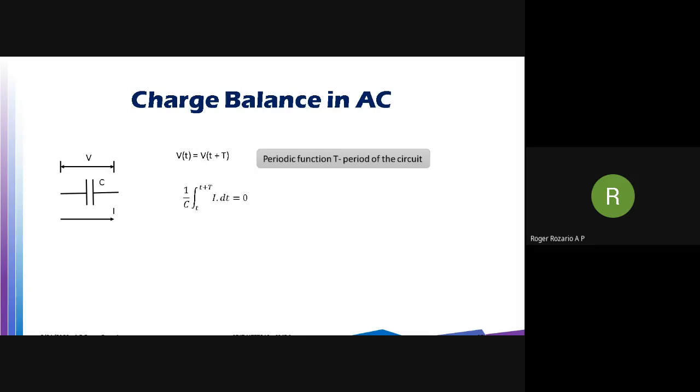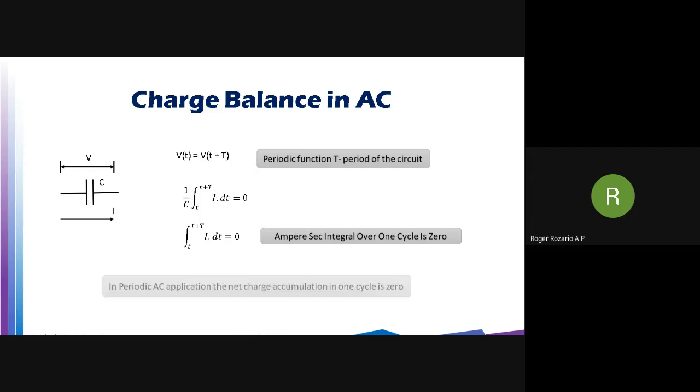So net flux accumulation per cycle will be equal to 0. So when you look into this equation, integral of t to t plus T, instead of this i, you change it to v. Integral of v dt equal to 0, and that is called as volt second balance in inductor. In capacitor, it is called as ampere second balance. In inductor, it is called as volt second balance.